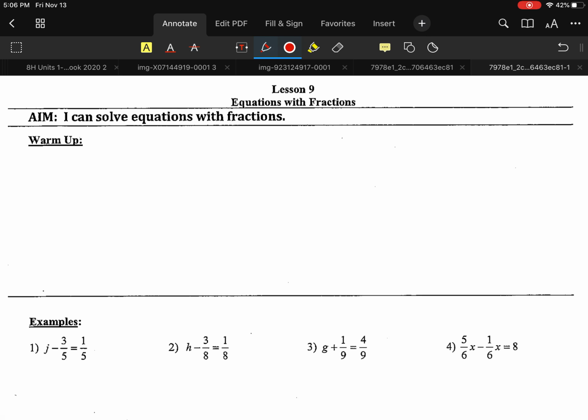Lesson 9, equations with fractions. So again, steps are the same. We still want to isolate the variable, get it alone using our inverse operations.